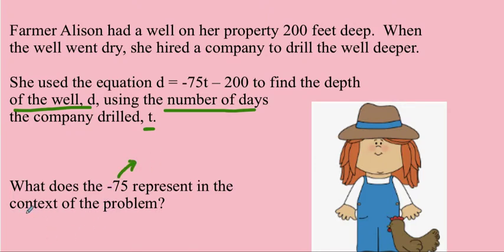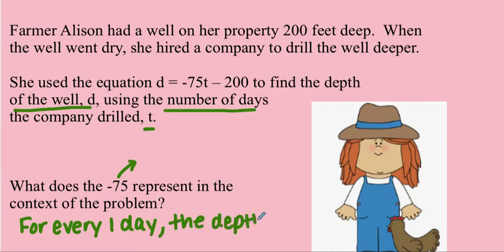So what does it represent? For every 1 day, because t is days, the depth decreases by 75. Why is it decreasing? Well, because it's a negative slope and we're digging deeper. We're going down into the ground.